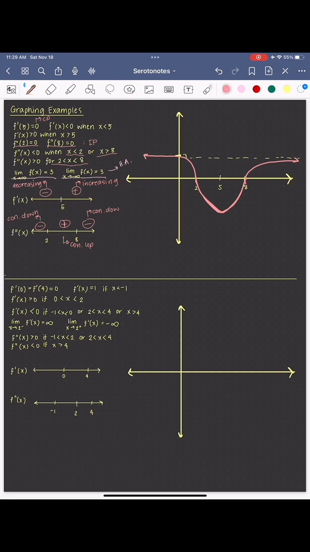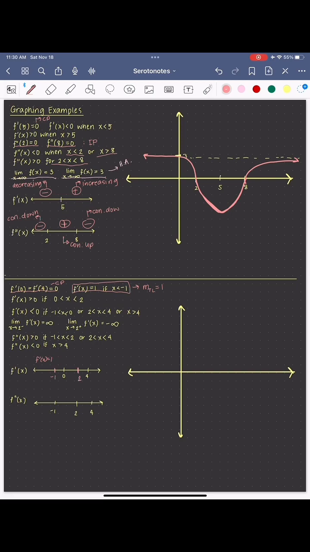Moving on to the next example, our critical points are found at 0 and 4. It is also given that f prime of x is equal to 1 if x is less than negative 1. That means the slope of the tangent line when x is less than negative 1 is just 1, and that means it's just a linear function for that specific interval and that specific interval alone.